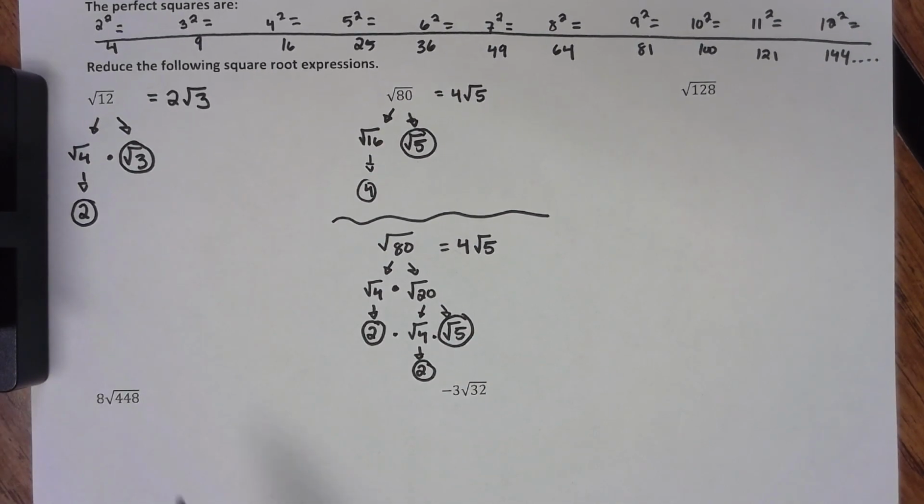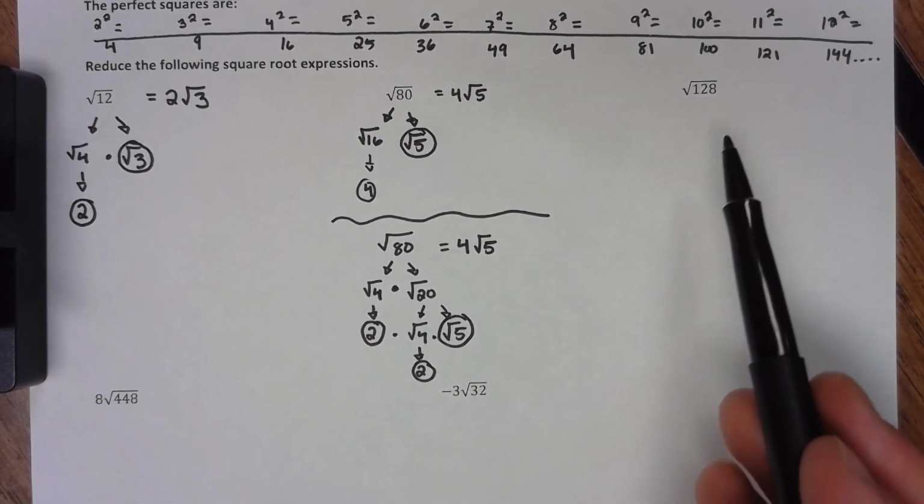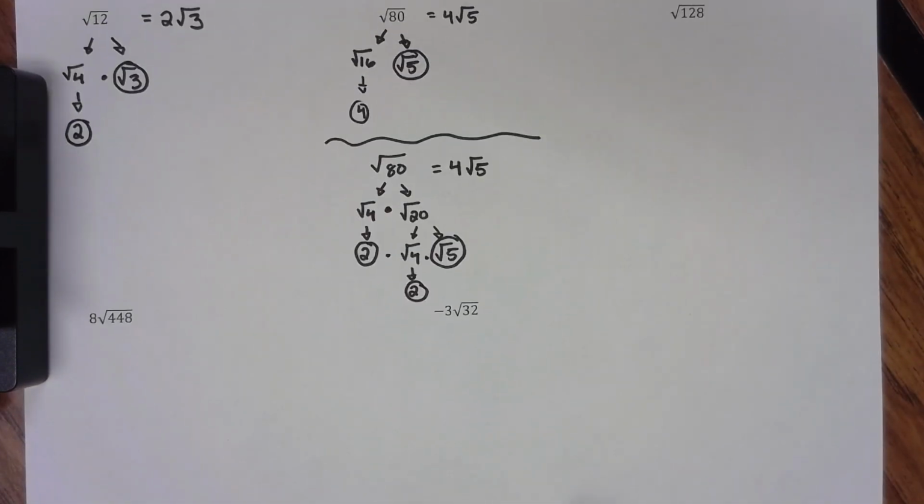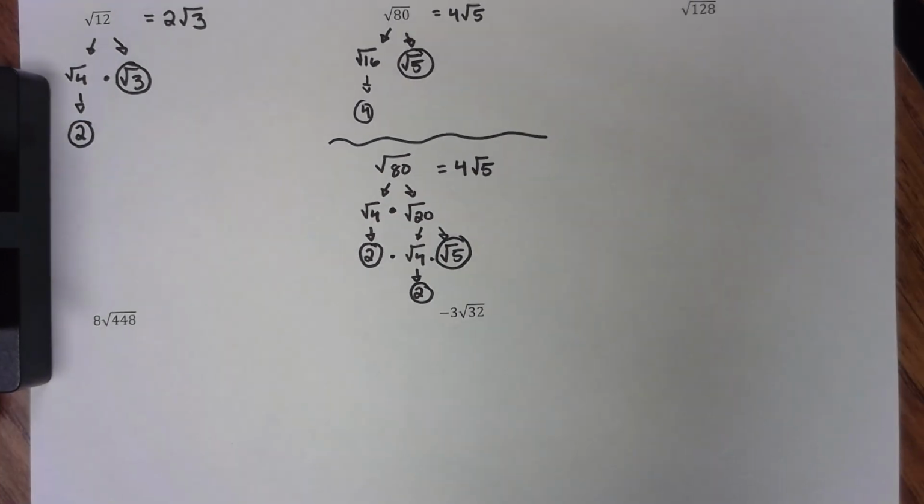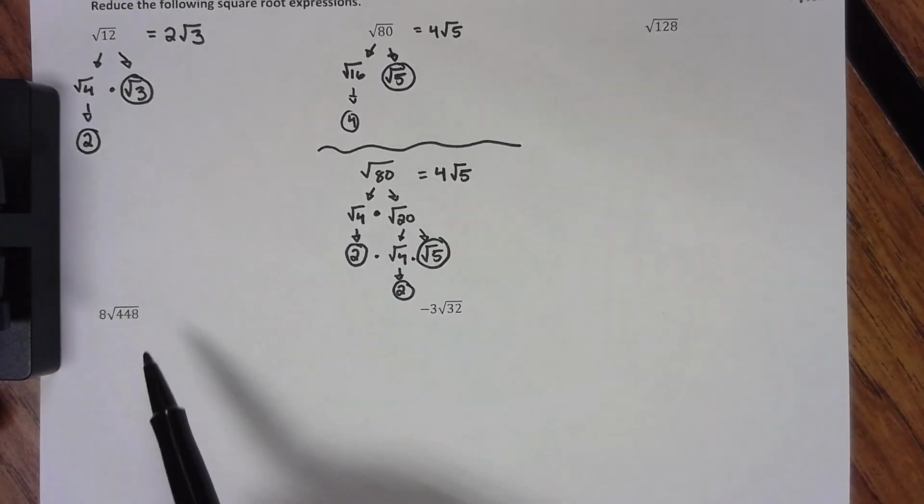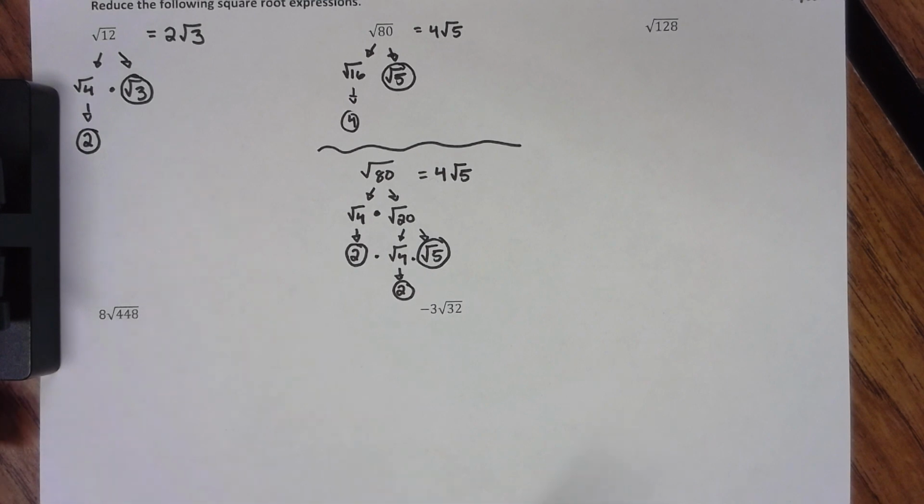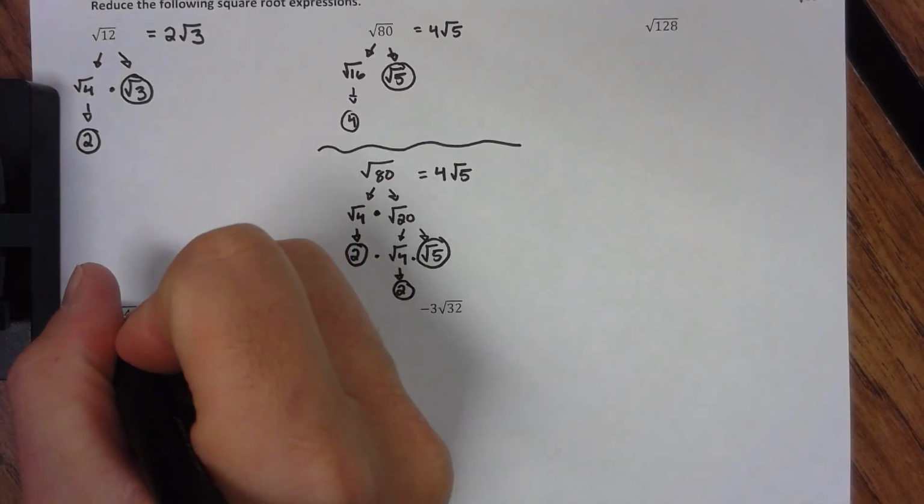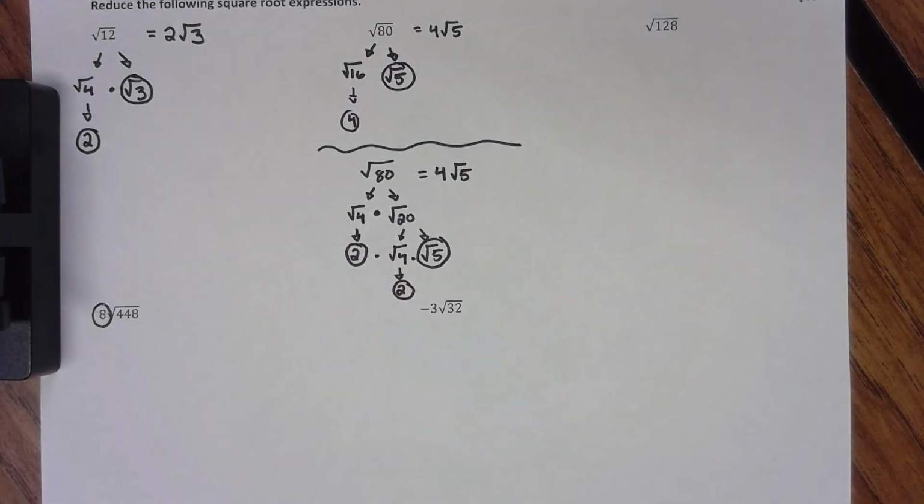Okay, I'm going to do this one down here and then have us do these last two before we move on and talk about one other thing. So the difference with these two down here, 8 root 448, is we have a dead end already. This 8 is part of the term. So I just circle that, and I know that at the very end, I need to multiply that 8 by any other number that is not underneath the square root symbol.